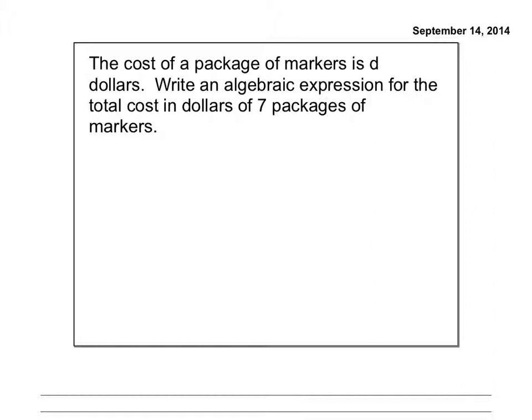Now, a little bit longer one. Let's try to put it into an algebraic expression. The cost of a package of markers is D dollars. Write an algebraic expression for the total cost in dollars of 7 packages. So if one package costs $1, and you want to know how much 7 packages cost, you would say $7, because you would go 7 times 1. No different here. It would be 7 times D, the cost of each package. Or you could write, once again, 7D like that.